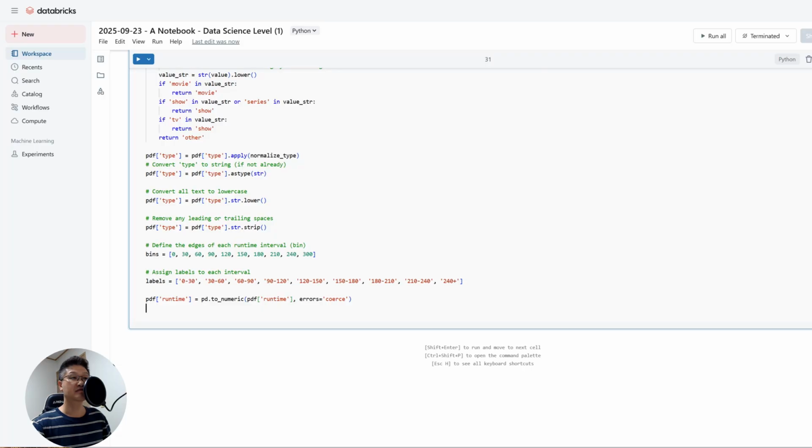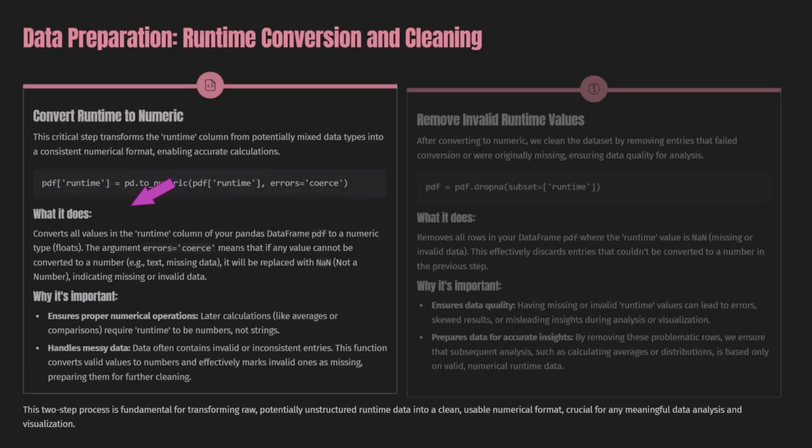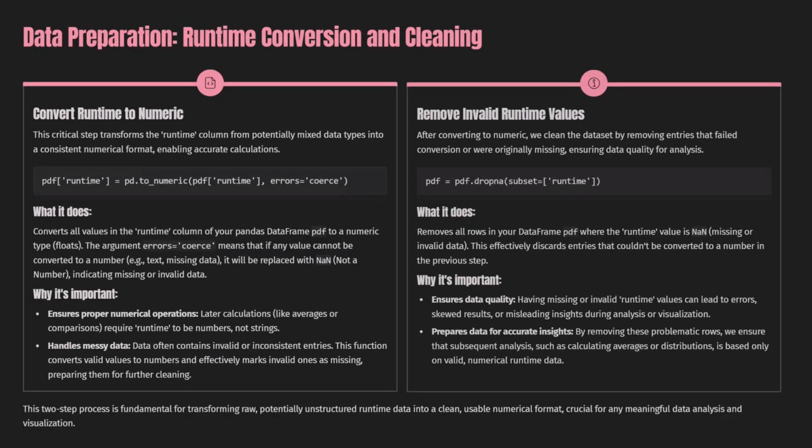This is a line to convert all values in the runtime column of your pandas data frame, using pd.to_numeric, to a numeric type such as float. The argument errors equals coerce means if any value cannot be converted to a number, for example text or missing data, it will be replaced with NaN, which is not a number, indicating missing or invalid data.